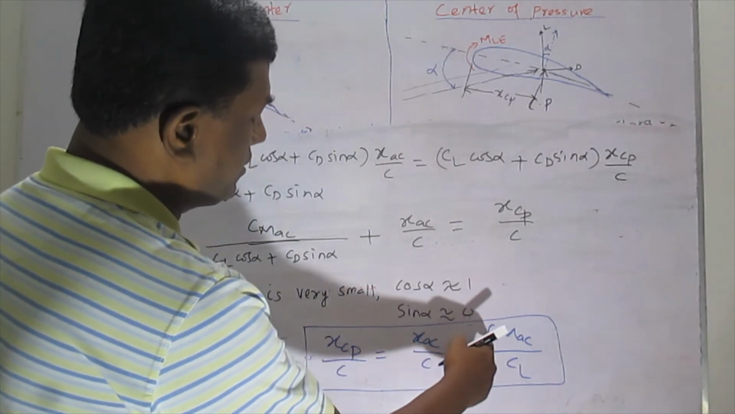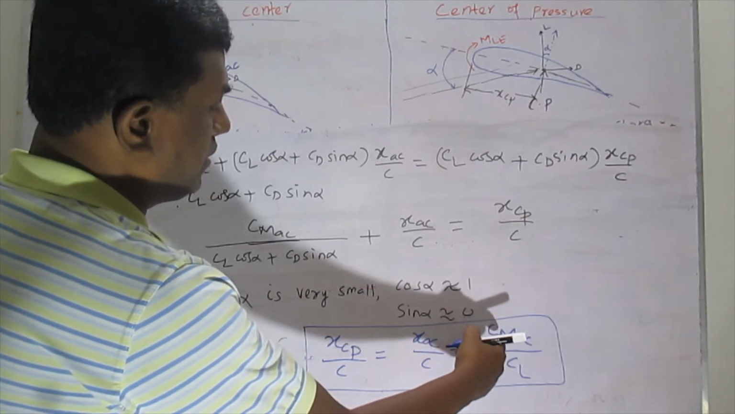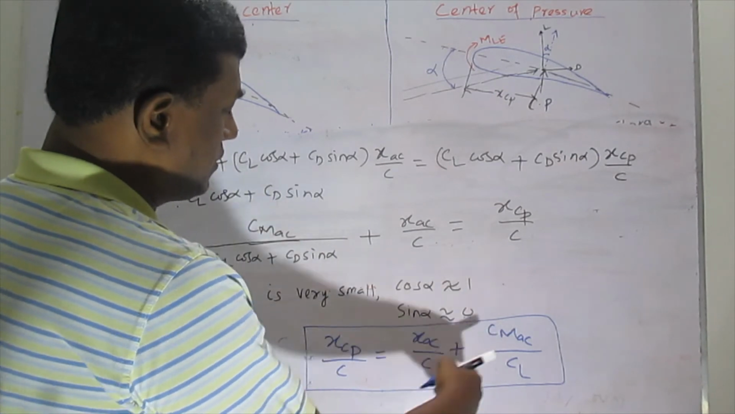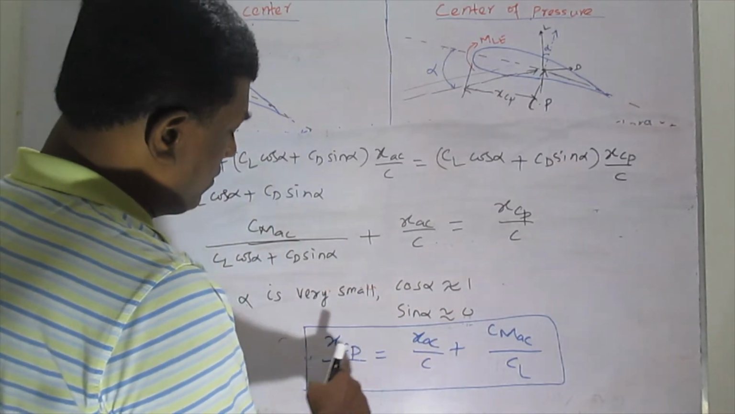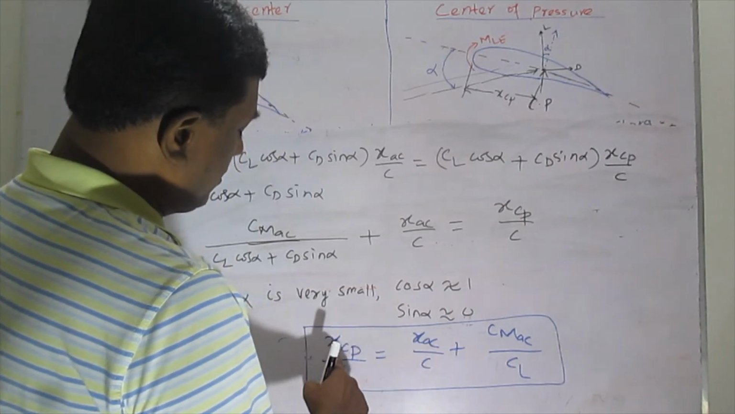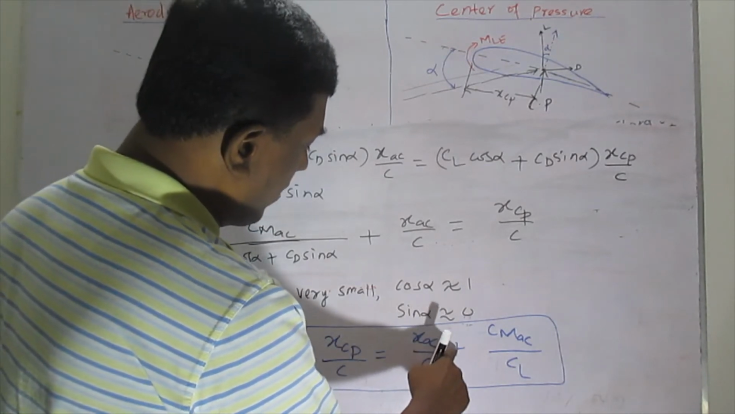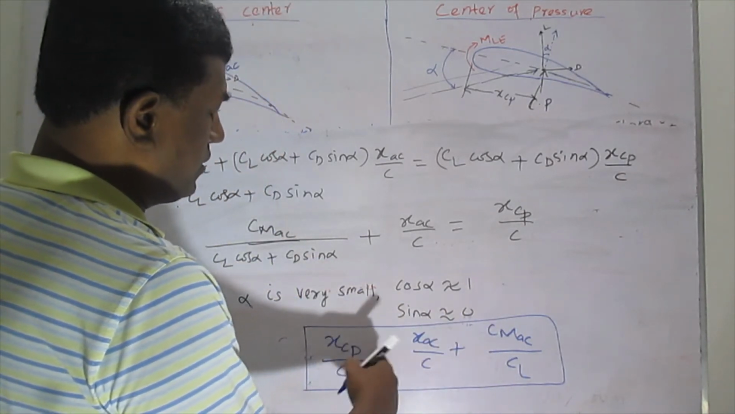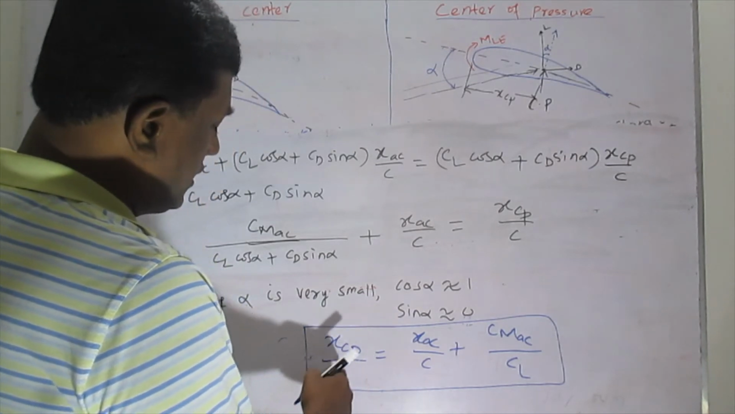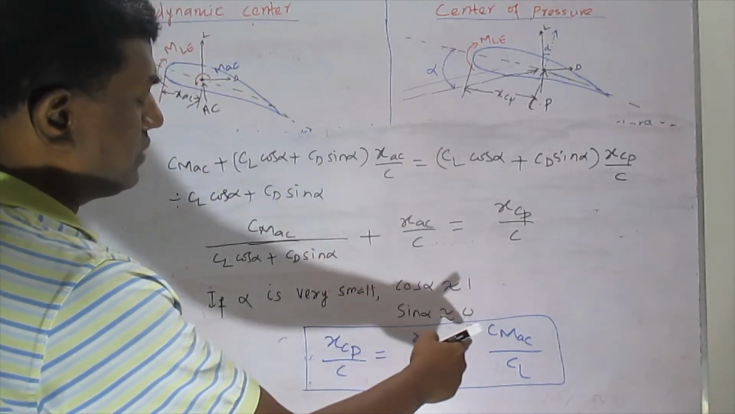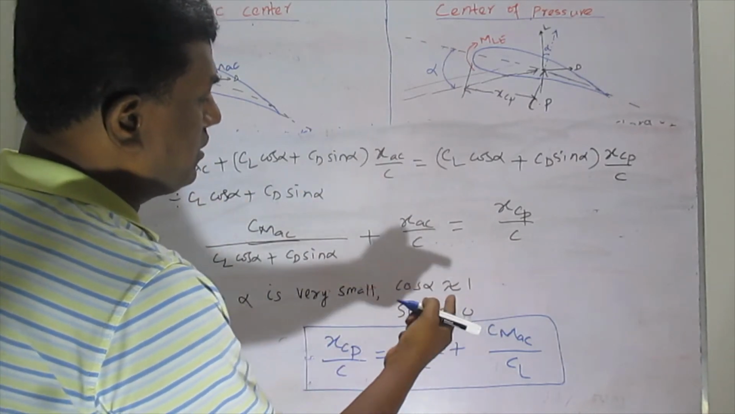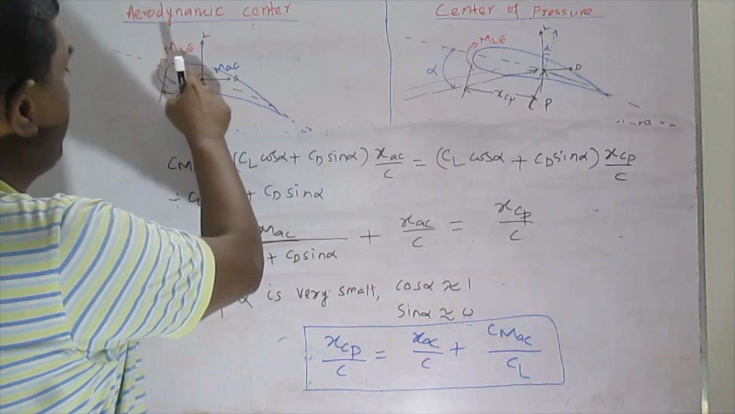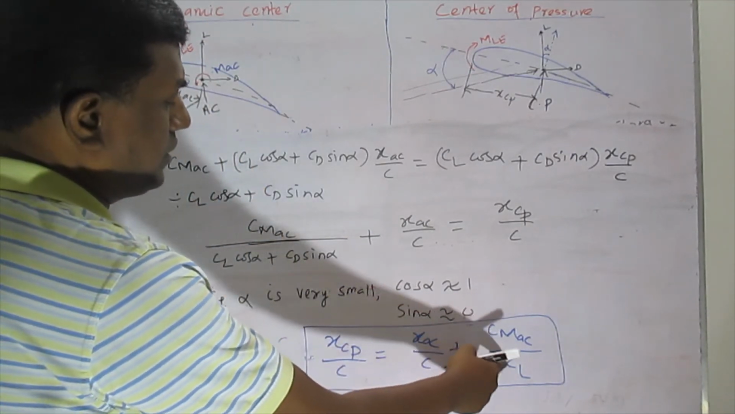We have to understand one thing: by taking the actual sign convention of the moment that we have included, because in most of the books this derivation would have been XCP by C equals XAC by C minus CMAC by CL. In most of the books that is what would have been given, but because I have taken the actual sign convention when writing the summation of the moment equal to 0, clockwise is positive and anti-clockwise is negative. So based on that, this is.